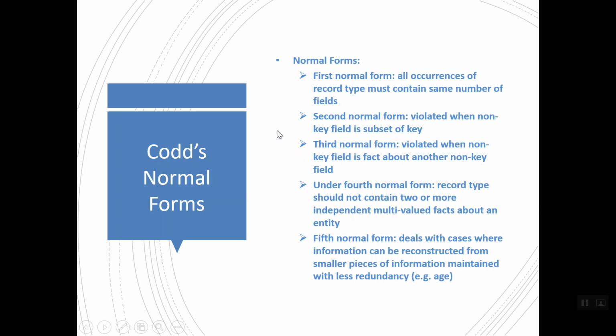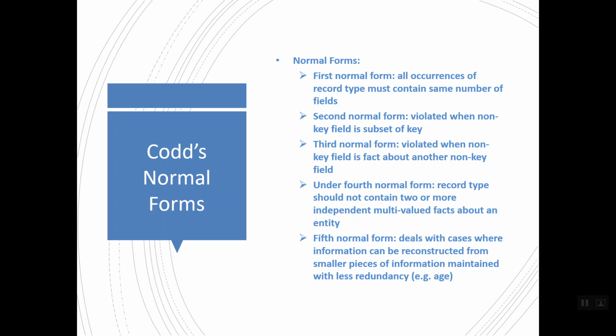Second normal form starts dealing with the keys. You want to make sure that your non-key fields are a subset of the key. So the only thing that should be in the key is the key, not a non-data field. Third normal form is when we talk about a non-key field being a fact about another non-key field.